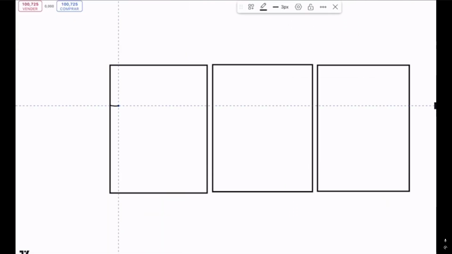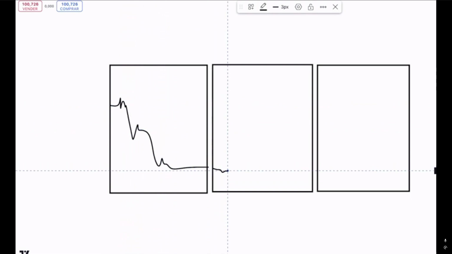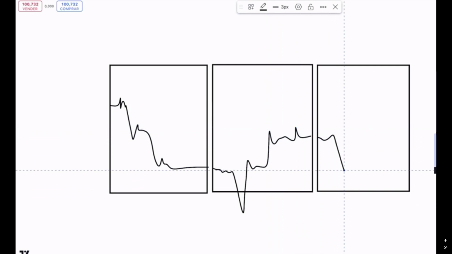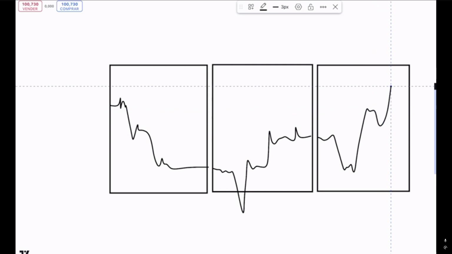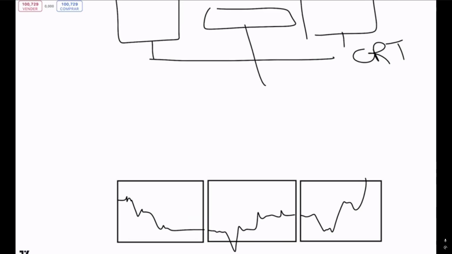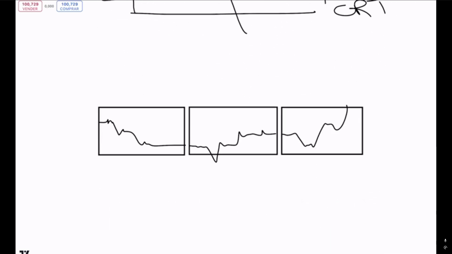You'll see something like this. You'll see a candle. You'll see the next candle going. And then you'll see the final candle hitting the target, right? Candle 1, candle 2, candle 3. This and this are the same thing, right? Understand that.